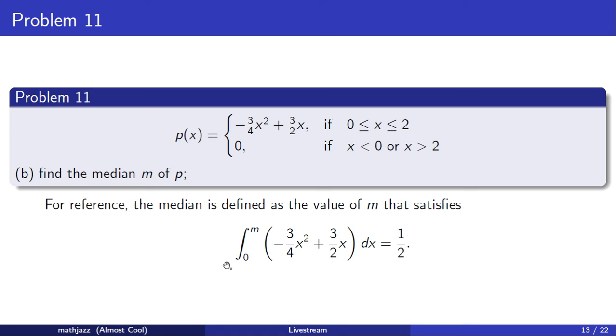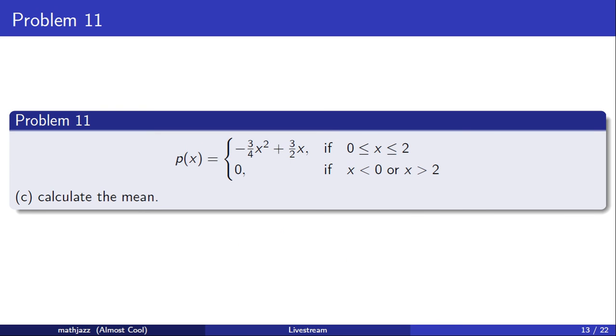The median is the number m such that the following equation is true. The integral from negative infinity to m of your probability density equals 1/2. In our case, since our probability density is 0 when x is less than 0, we just have to integrate from 0 to m and set it equal to 1/2. Whatever number m makes this statement true will be our median. And then we'll move on to the next question.